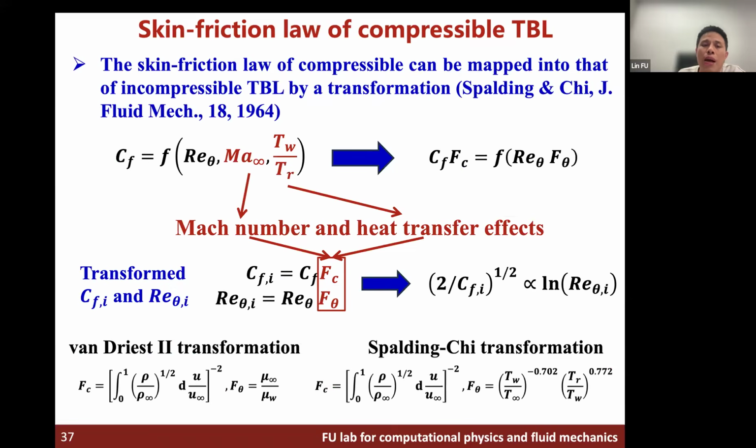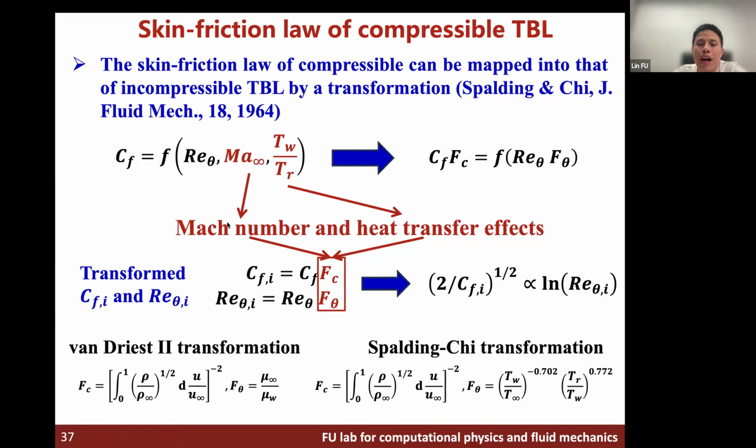Again, if I want to extend to hypersonic boundary layer turbulence, Cf is not only a function of Re_theta, it's also a function of Mach number, which indicates the compressibility, and a function of the wall temperature effect, that is, the heat transfer effect. So how could I get a unified scaling law for skin friction? The main idea is similar again. From beginning to end, I have a systematic idea to derive the new scaling. The idea is very similar to the velocity transformation.